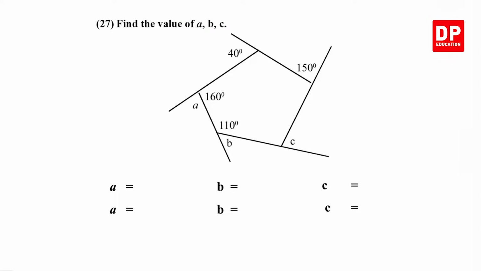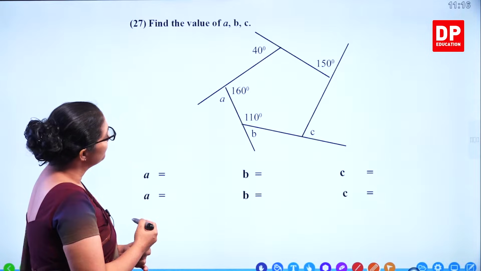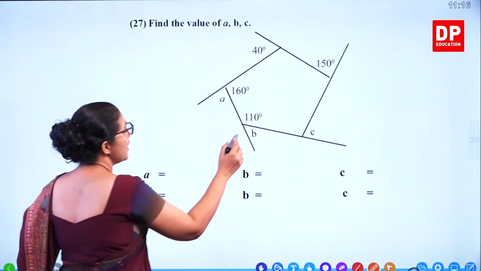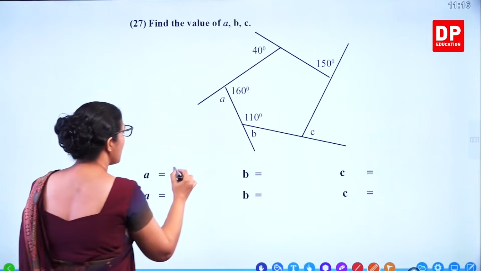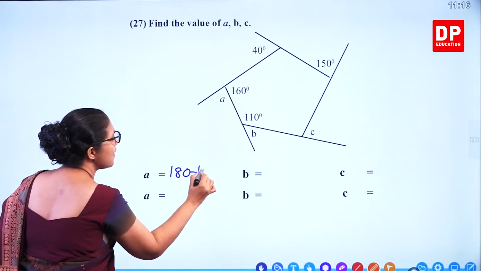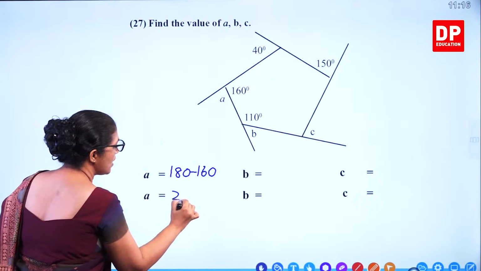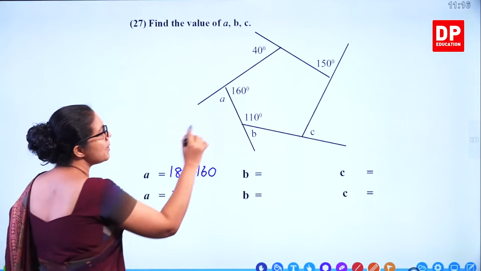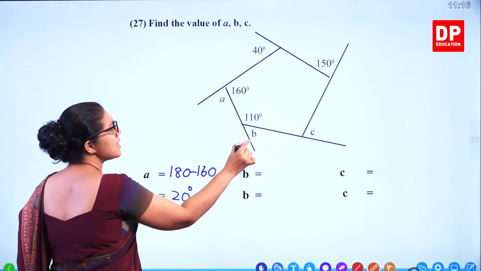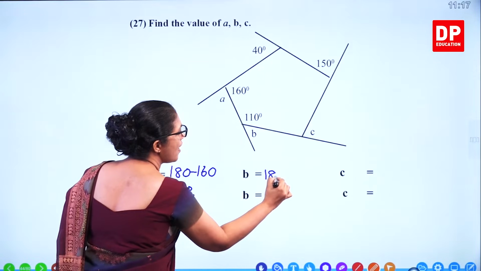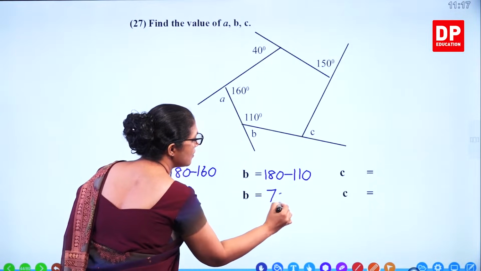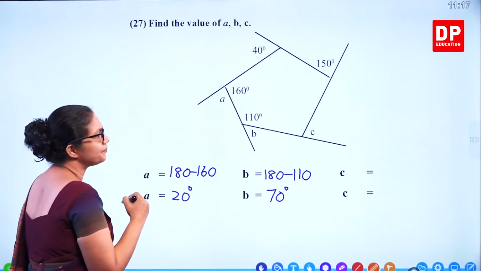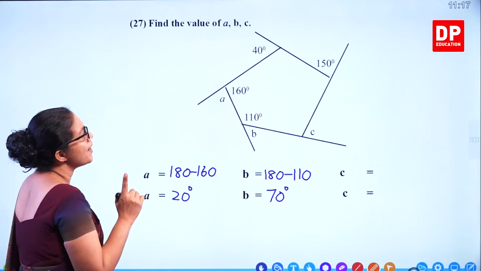Find the values of A, B, C. How do we find A? A first. Here, this is a straight angle. So A equals 180 minus 160. That's 20 degrees. B is also a straight angle. When you subtract this value from 180, you get the B value. That's 70 degrees.